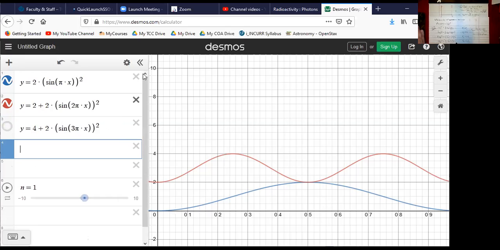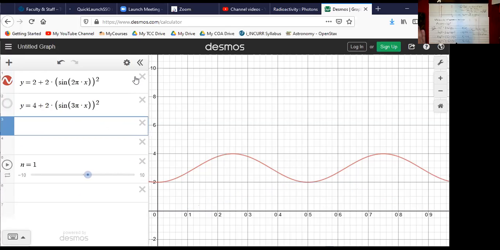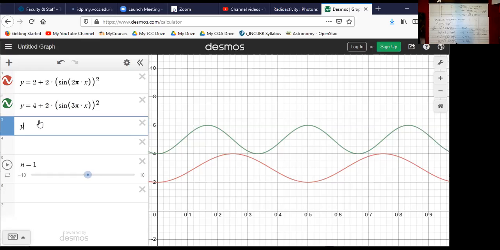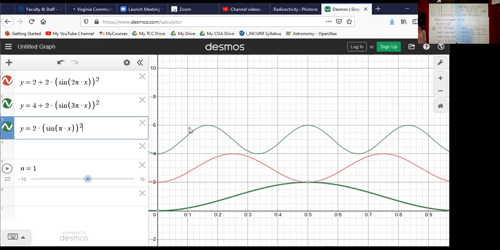Now that we have that, let's erase the n equal 1 and see if it's just a matter of too much. Nope, I just had it turned off. Okay, so let me go back and type the y equals. So there's the n equal 1, there's the n equal 2, and there's the n equal 3.